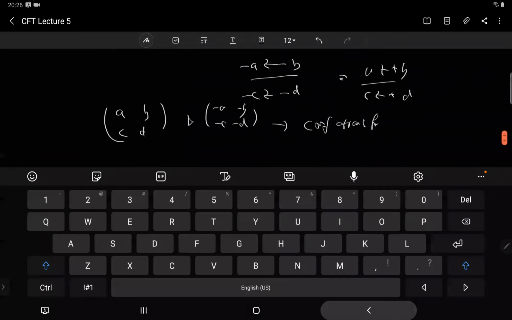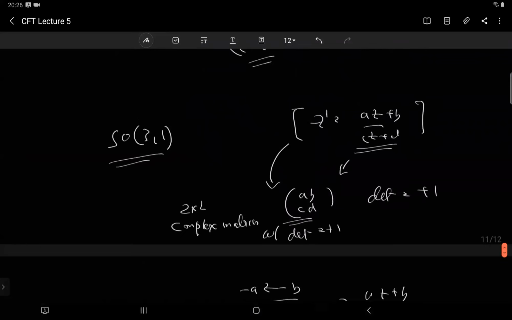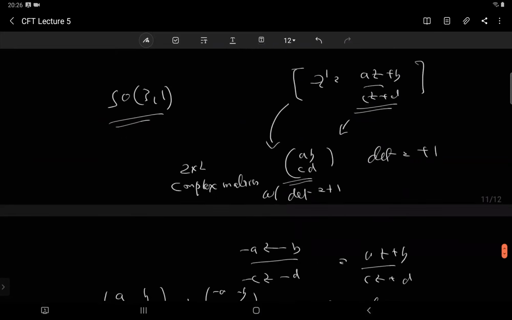So I'm trying to see what this transformation is. This is the set of all 2 cross 2 complex matrices, because if you specify A, B, C, D, you have got one conformal transformation, right? And they are multiplying like matrices. So the set of conformal transformations is in correspondence with the set of 2 cross 2 complex matrices with determinant +1. Is this statement clear?